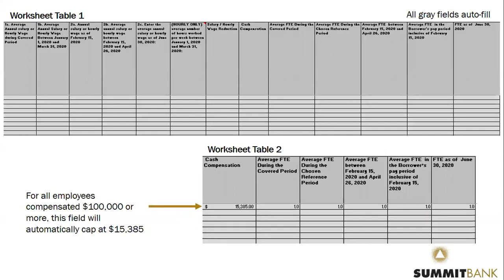I also just want to say one more time that in worksheet table 2, in the cash compensation part, it will always be capped at $15,385, regardless of what you compensated those employees who make more than $100,000 annually during the covered period.